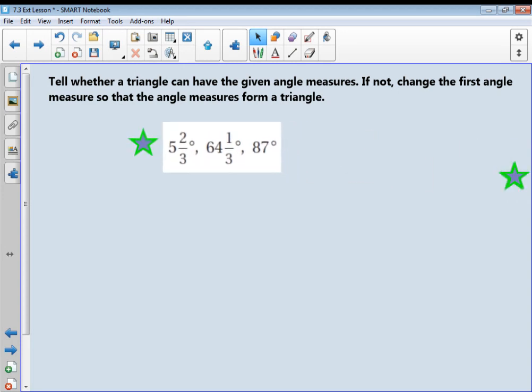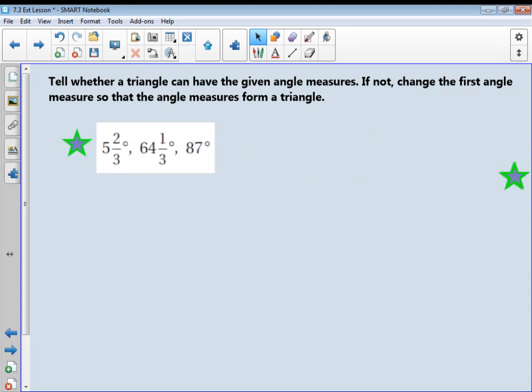Okay, so we're going to look at these first off. Now, I know you don't like fractions, so we're going to do this one together. We're going to add everything. Now remember, a triangle has to equal 180 degrees. Just because there are fractions here does not mean we eliminate it. Yes, you can have fraction or decimal measures for angles.